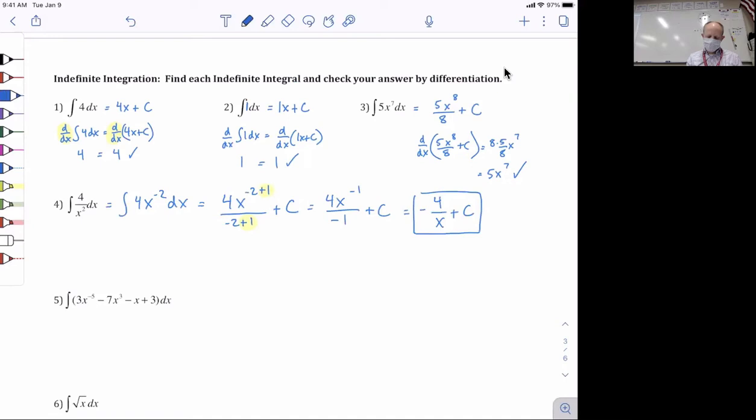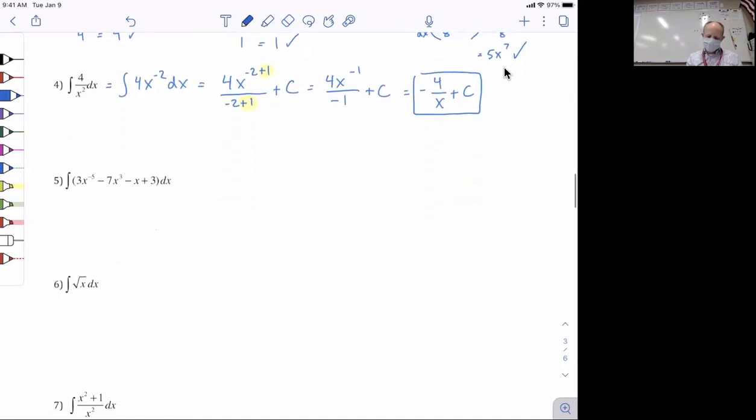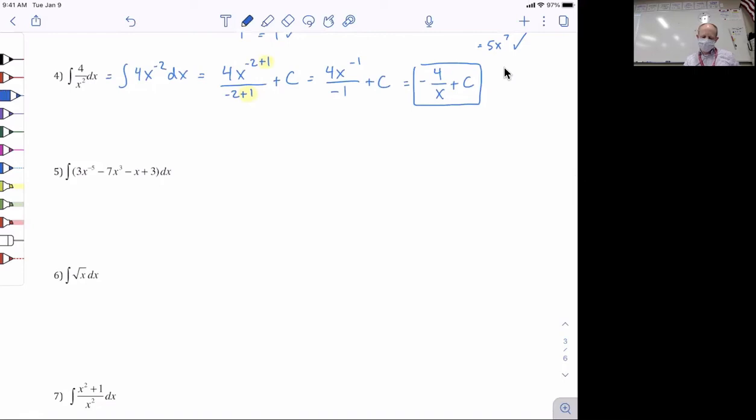All right. Well, let's go and move on. Number 5. Here we have lots of different terms being added and subtracted together. So we can really just anti-differentiate each one of those individually. So 3x to the negative 5 would become 3x to the negative 4 over negative 4. We would have minus 7x to the 4th over 4. So add 1 to the exponent, divide by the new exponent. Minus x squared over 2, add 1 to the exponent, divide by the new exponent.